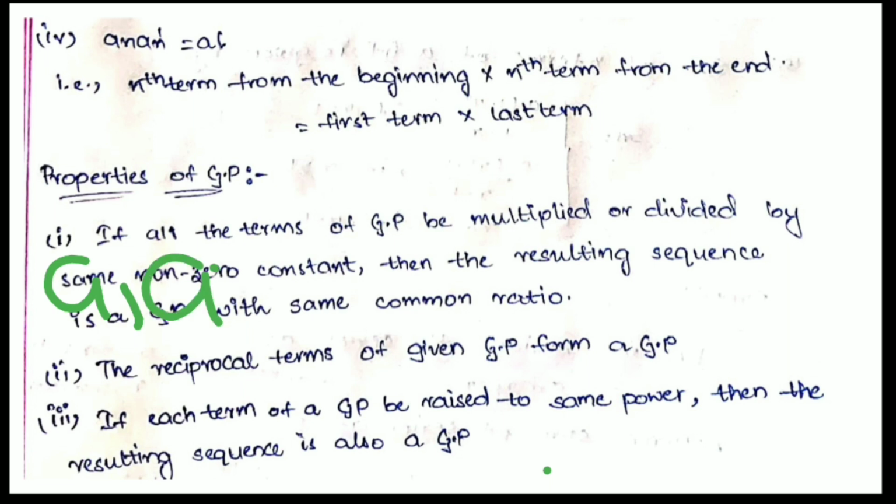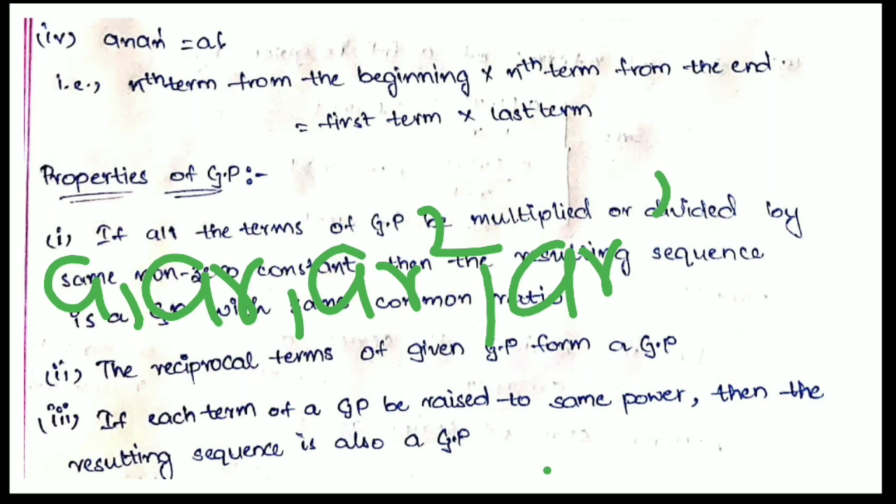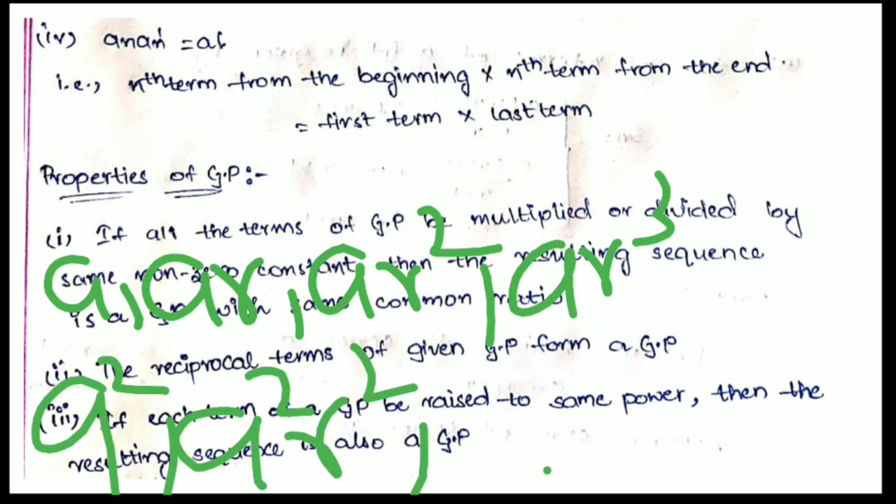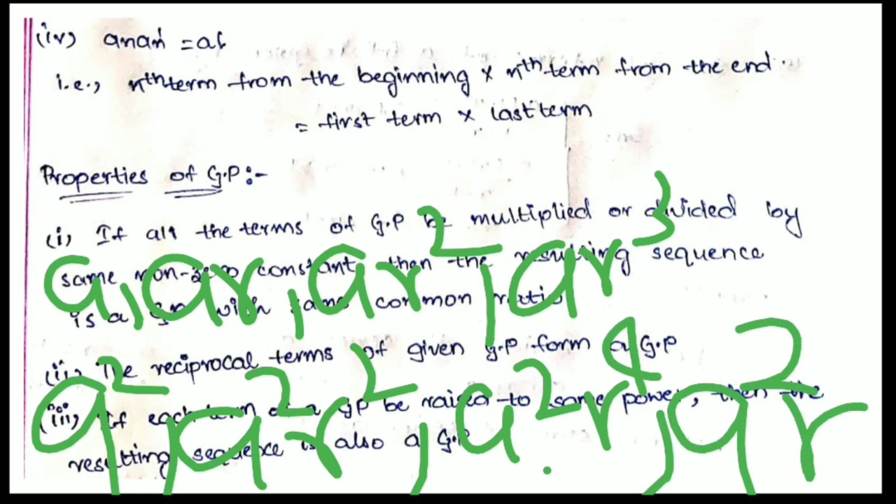A, AR, AR square, AR cube. If each term of a GP is raised to the same power, that is if we square it, A square, A square R square, A square R power 4, A square R power 6. When we raise to the square, here the common ratio is R, and here the common ratio is R square. That's all. It also forms a GP.